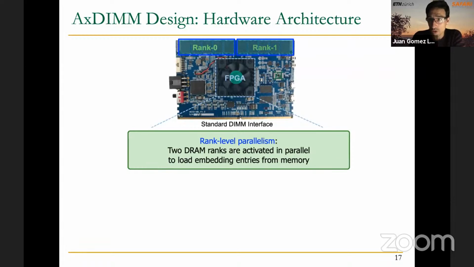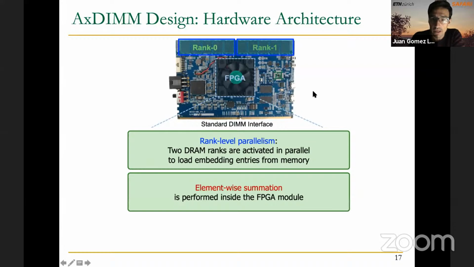Also, similar to previous proposals like this RecNMP that I mentioned, it exploits rank-level parallelism. This way, the two DRAM ranks on the DIMM can be activated simultaneously, in parallel, to load embedding entries from memory. And then inside the FPGA module is where we will have a couple of near memory processing units that will perform this element-wise summation with the data that is being gathered from rank 0 or rank 1.